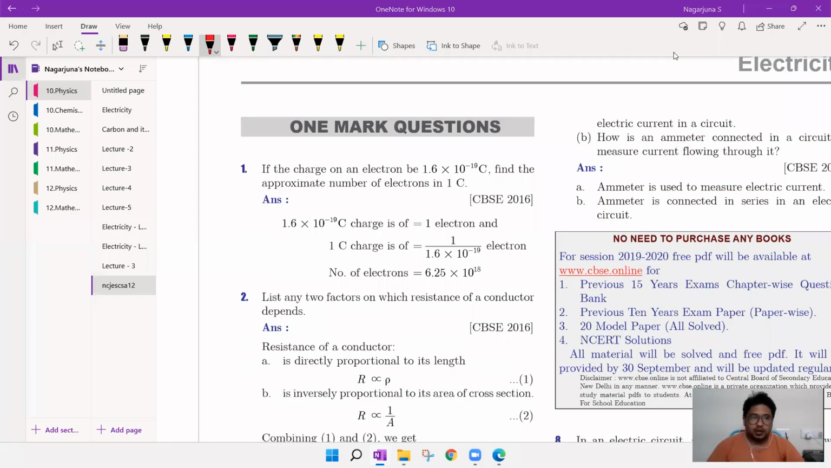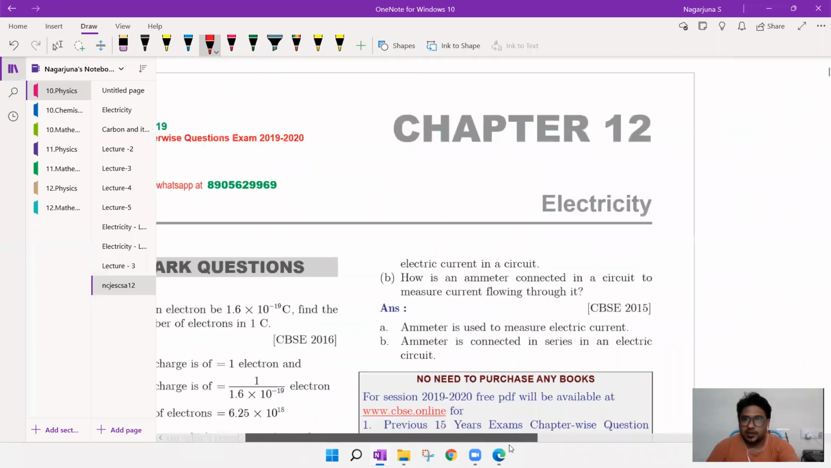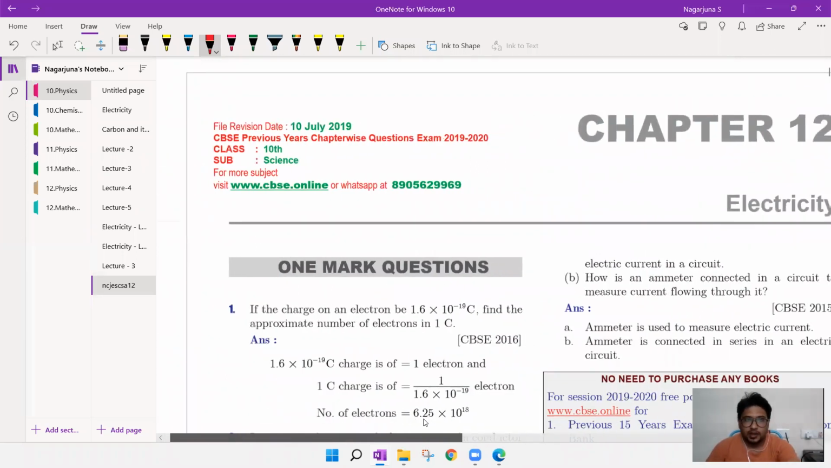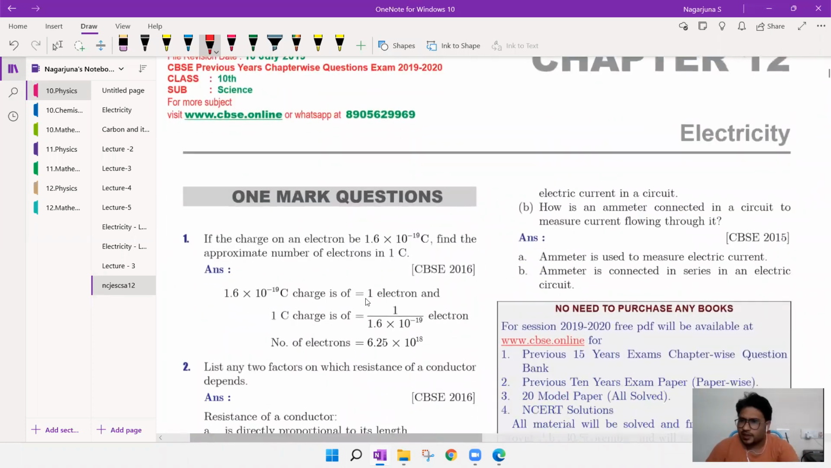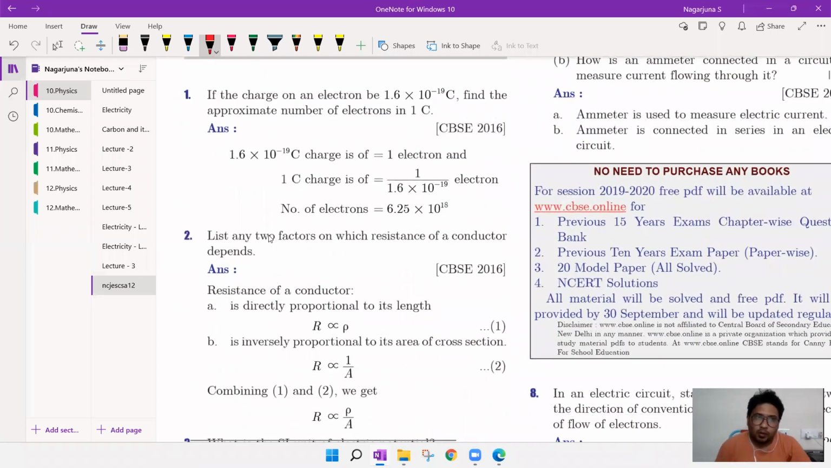In this session, we are going to see previous year questions from chapter 12, Electricity. So what are the 1 mark questions they have asked? Let us try to see as many questions as possible. First question, in 2016 they asked, if the charge of an electron is 1.6 × 10^-19 coulomb, find the approximate number of electrons in 1 coulomb. This is a direct in-text question which they have asked in 2016.